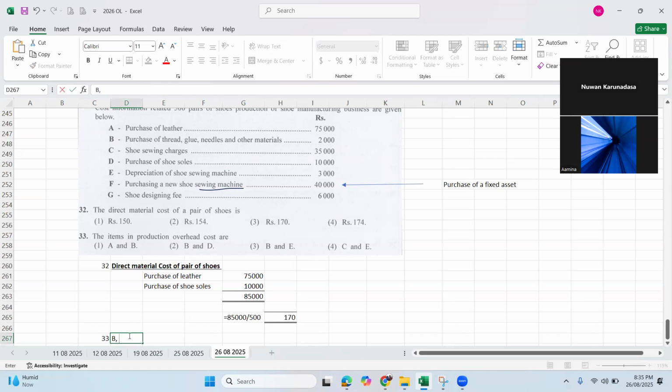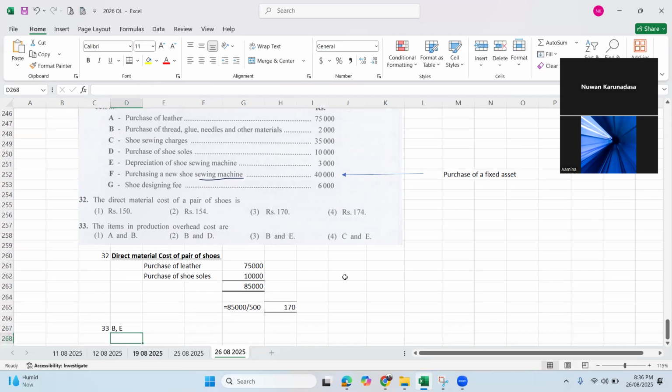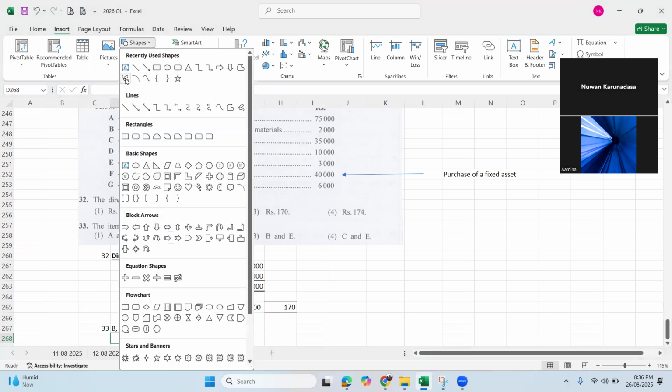Then what else? Shoe sewing charges, no. Purchase of the shoe sole, no. Depreciation of the shoe sewing machine, yes. E. Then purchase of new sewing machine, no. Shoe design, F, no. The answer is B and E, that is 3.